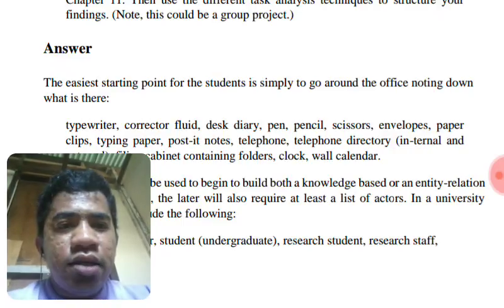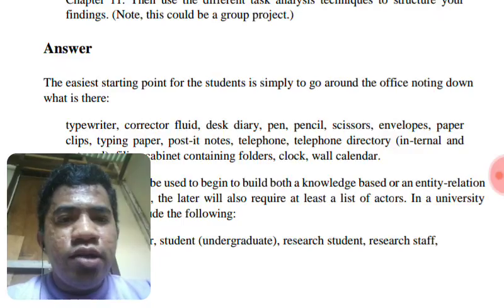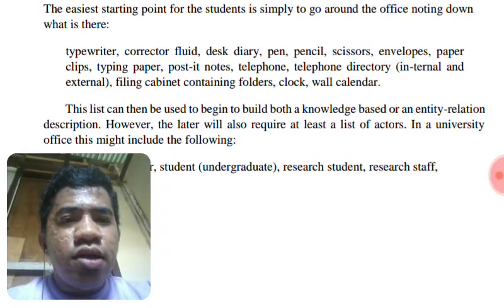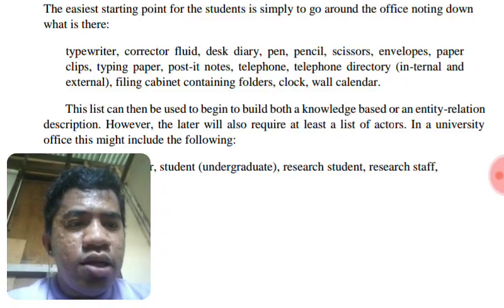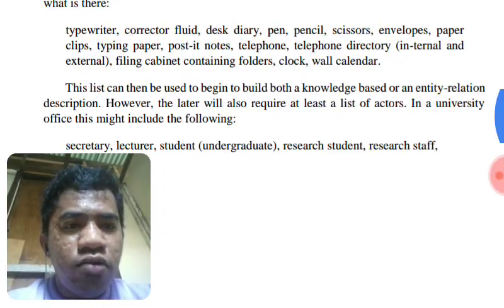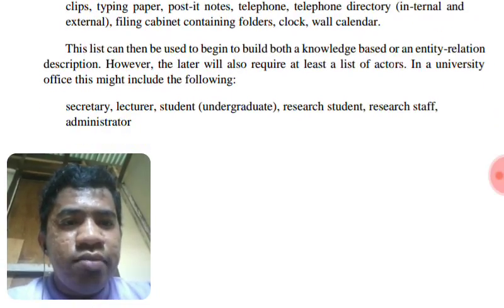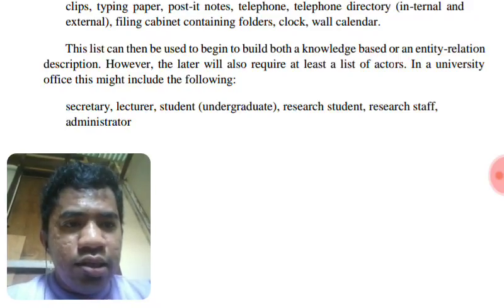Answer. The easiest starting point for the student is simply to go around the office noting down what is there. Typewriter, corrector fluid, desk diary, pen, pencil, scissors, envelope, paper clip, typing paper, post-it note, telephone directory, internal and external, filing cabinet containing folders, clock, wall calendar. This list can be used to begin to build both a knowledge base or entity relations description. However, the latter will also require at least a list of actors.